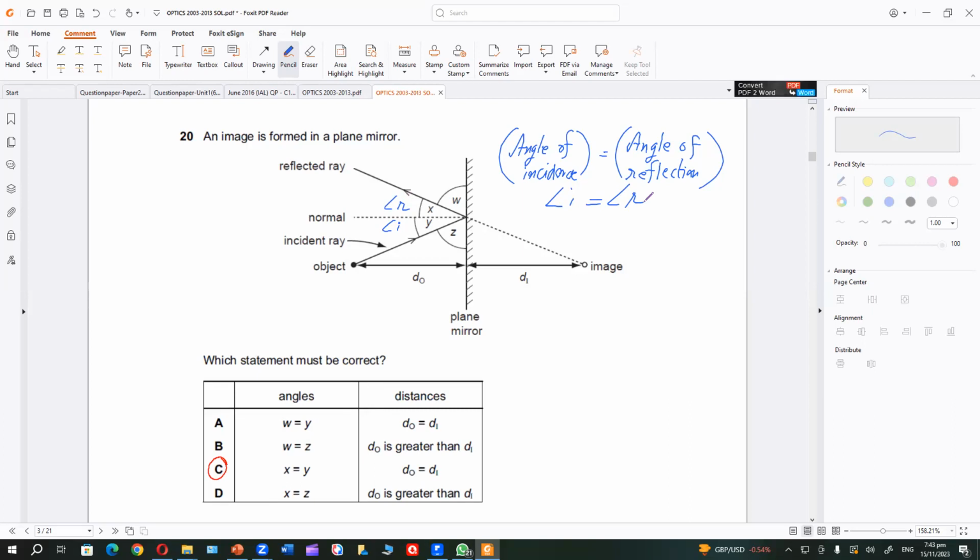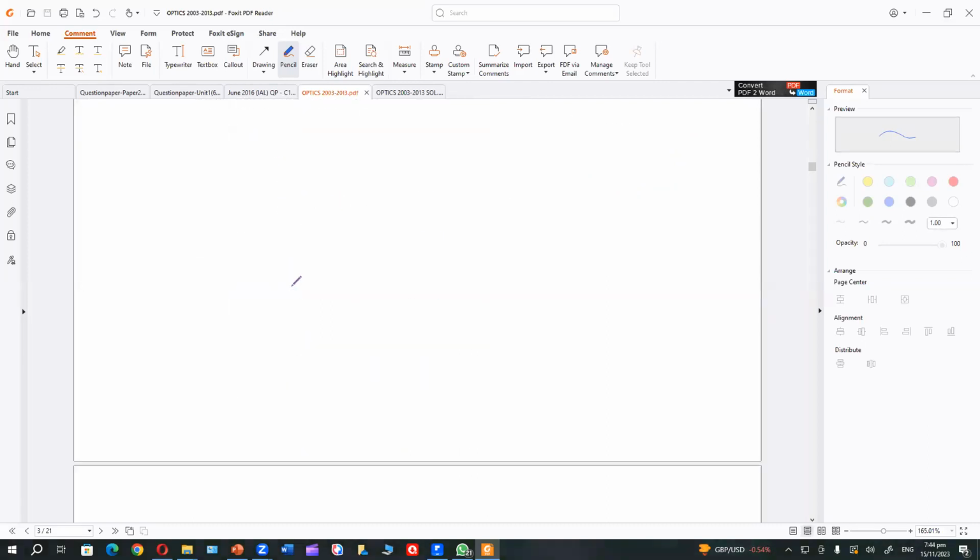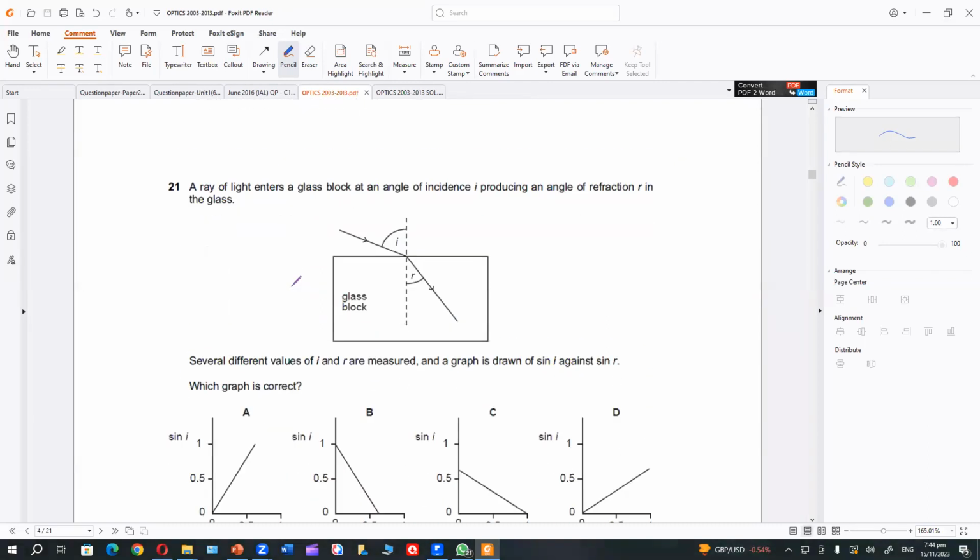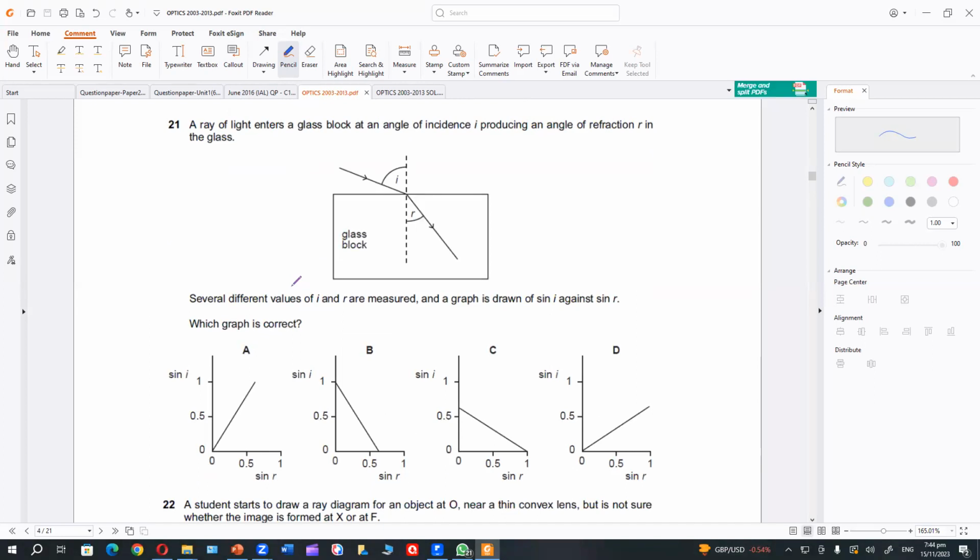When you stand in front of a mirror, your separation from the mirror is always the same as your image's separation in the mirror. The separation distance does not change. So you have to look at this working. And now this question comes. Now look at this question.